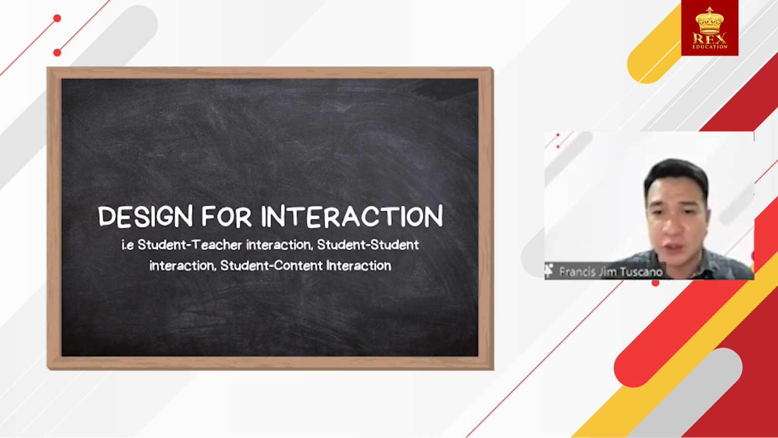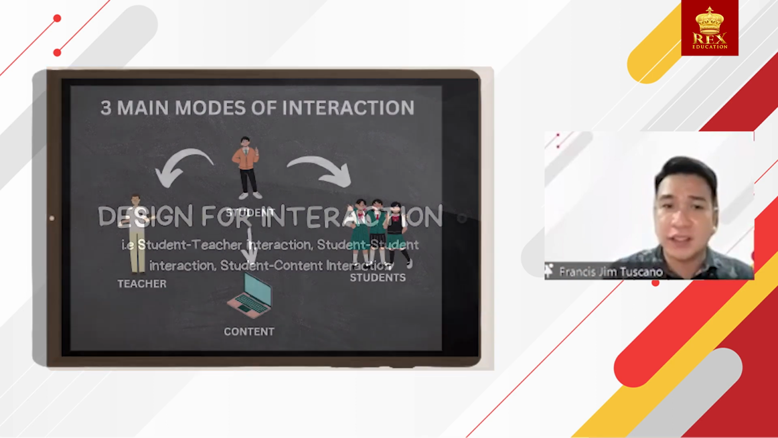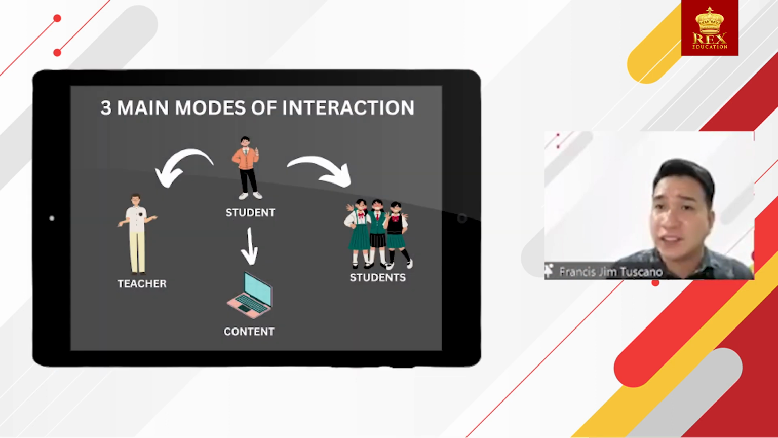So what do we need to do? We have learned already for the past year that there are three main modes of interaction. When you design for interaction, you can have student to teacher interaction, student to student interaction, and student to content. All of these interactions are meant to make learning activities active learning experiences. Okay, but how does this look like in a hybrid or HyFlex learning setup?